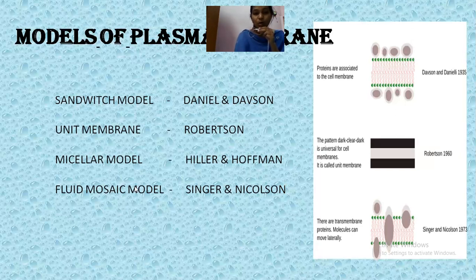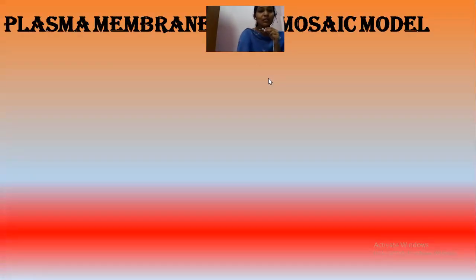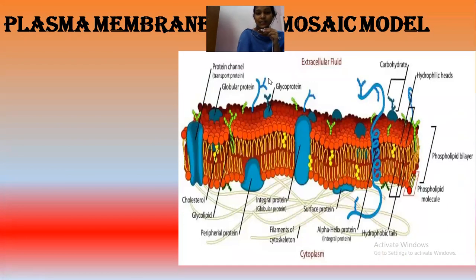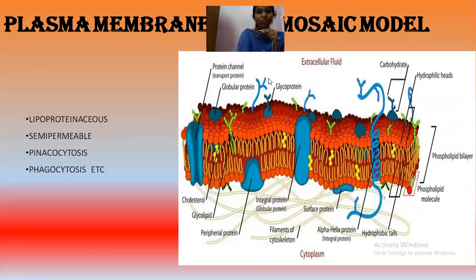And the micellar model of plasma membrane is given by Hiller and Hoffman. And finally, the universally accepted model of plasma membrane was proposed by Singer and Nicholson. This is called fluid mosaic model. Let us have a glance at fluid mosaic model of plasma membrane. This is the structure of plasma membrane, which is having fluid mosaic model.